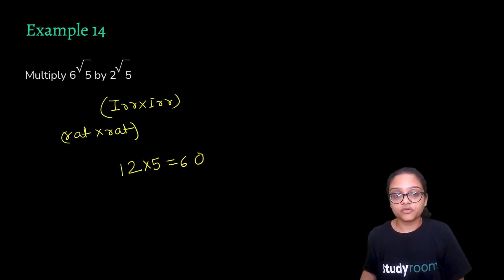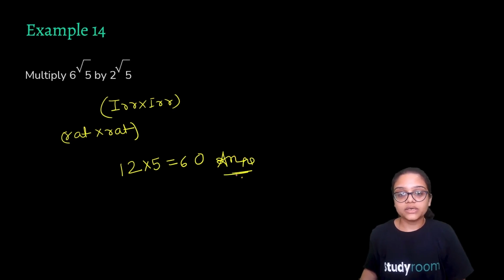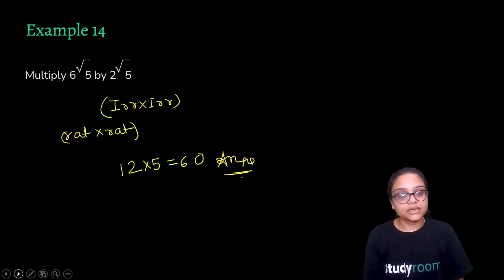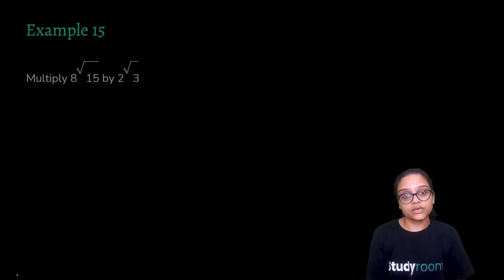So, the multiplication of two irrational numbers may or may not lead to a rational number. Don't take it as a solution or a rule. I could tell you some examples where two irrationals don't lead to a rational.